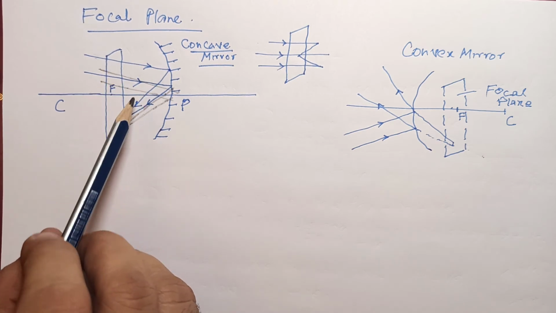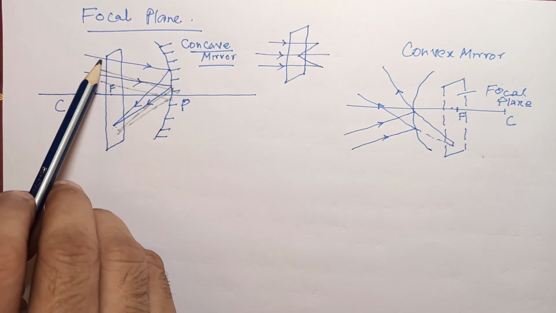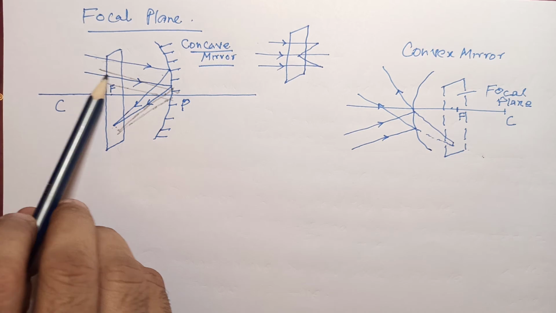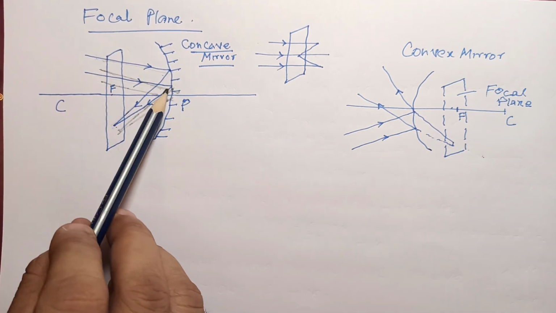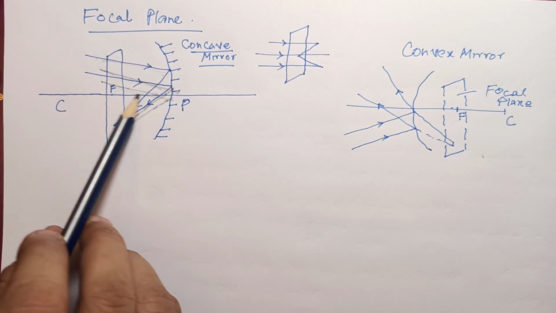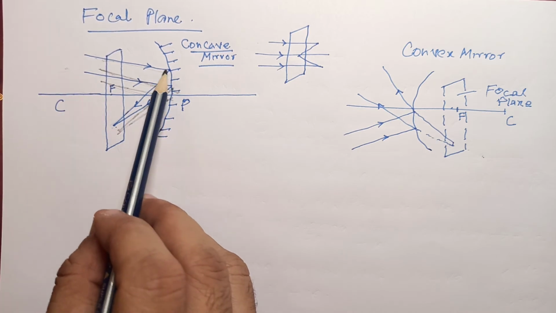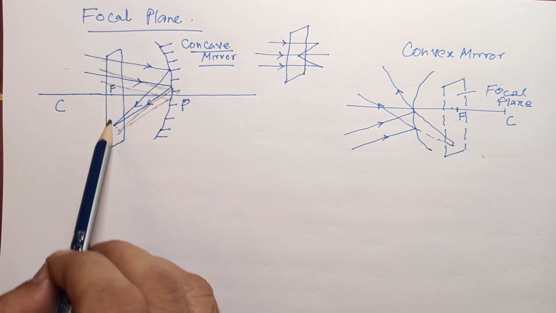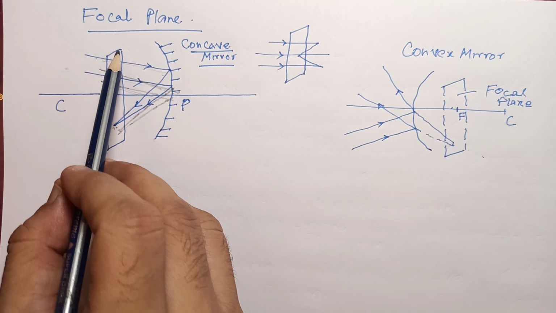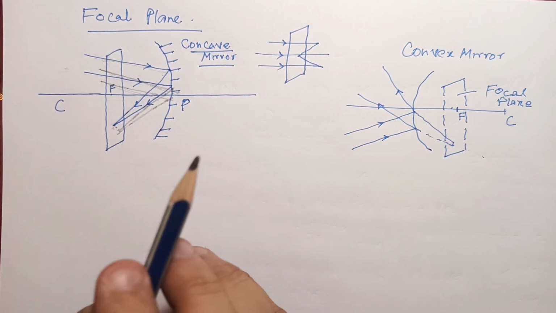So you throw any two rays parallel to each other at any angle, it may be this, it can be this, it can be this, which is drawn by this light shade, or it might be parallel to the principal axis, but each of them will reflect and meet at or in the focal plane. This would be one plane. So this is what it says.